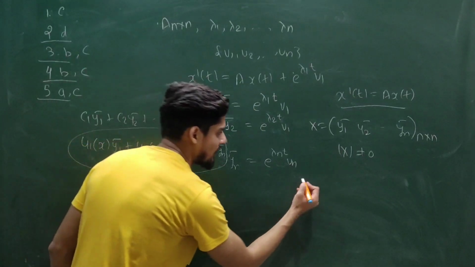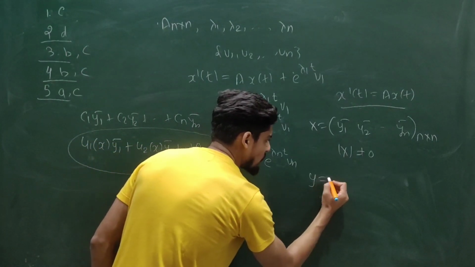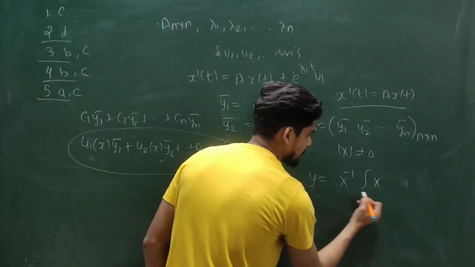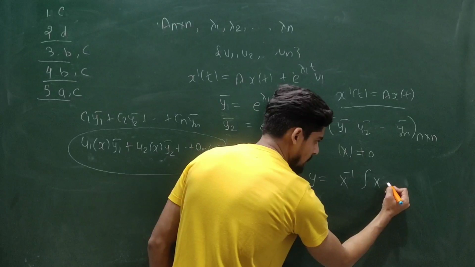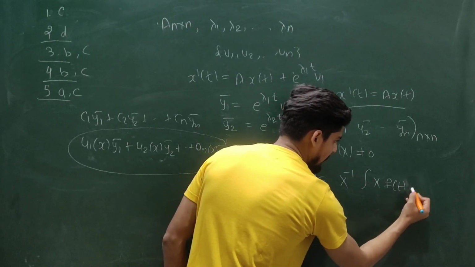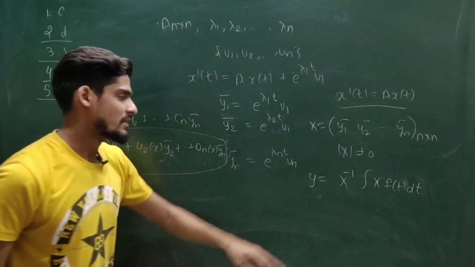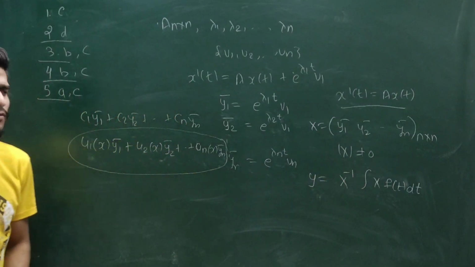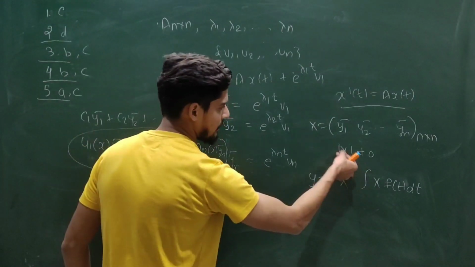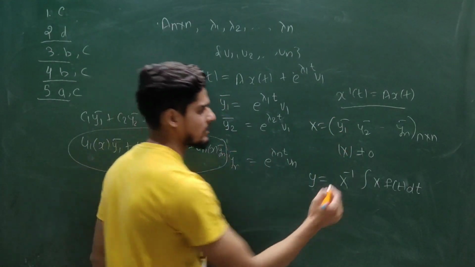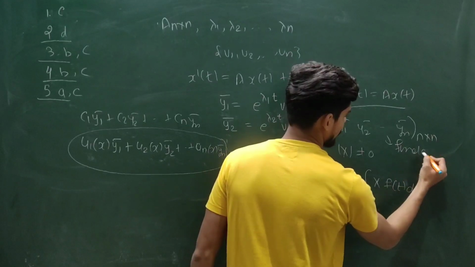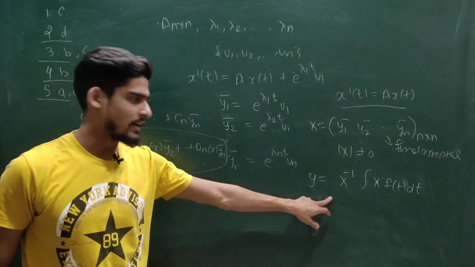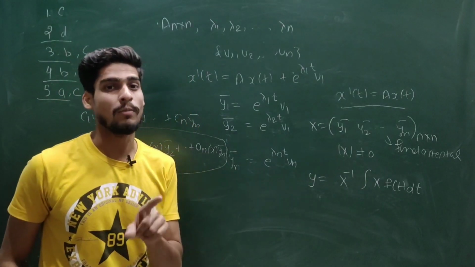So I am writing the solution format. The exact solution is given by X times the integral of X inverse times f(t) dt. This is the exact form of the solution. If you are having a problem understanding what X is and what f(t) is: this X inverse is the inverse matrix of this fundamental matrix. This is called the fundamental matrix. So this X inverse is well defined. This integration is component-wise integration.